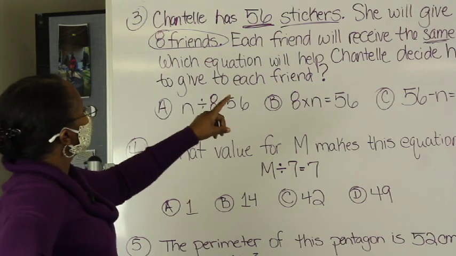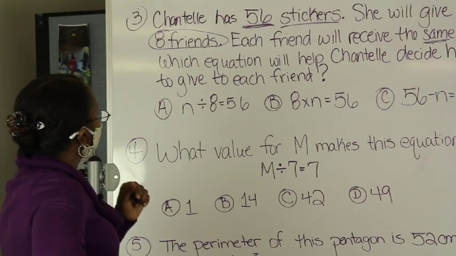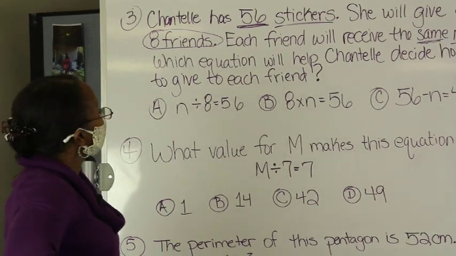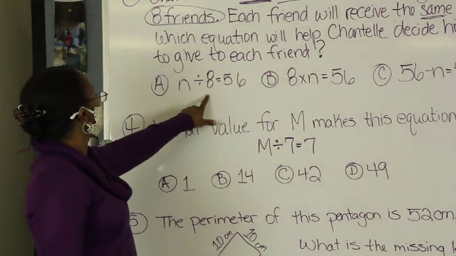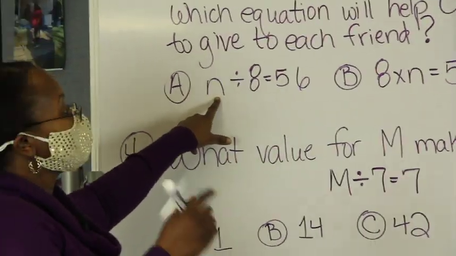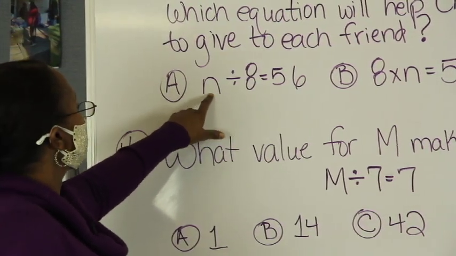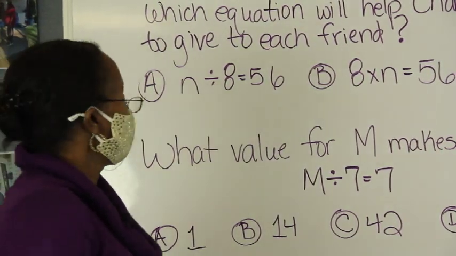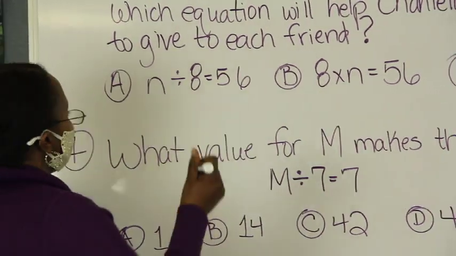So they ask what equation will help you decide how many stickers each one gets. So you have to figure out, because we just did multiplication, 8 times 7 equals 56. See if they have anything like that in your answers. So A is division. If you thought the answer choice of how many stickers each one was going to get was 7, try plugging it into the unknown letter here. So 7 divided by 8, does it equal 56? It does not. So that wouldn't work for that one. You can always cross it out if you want to go ahead and cross it out.